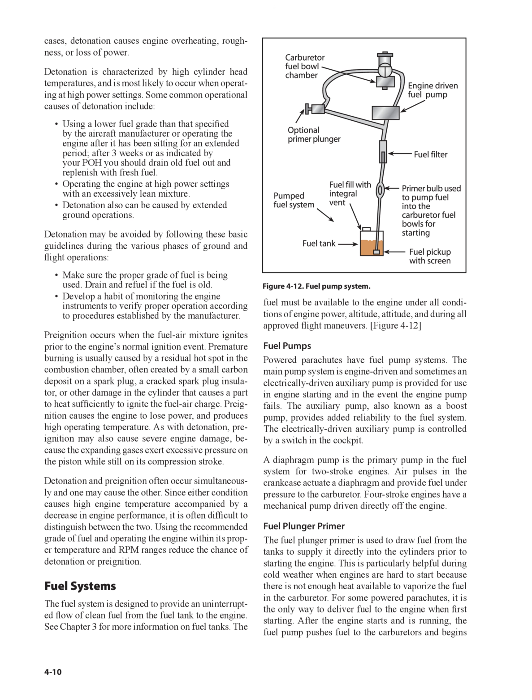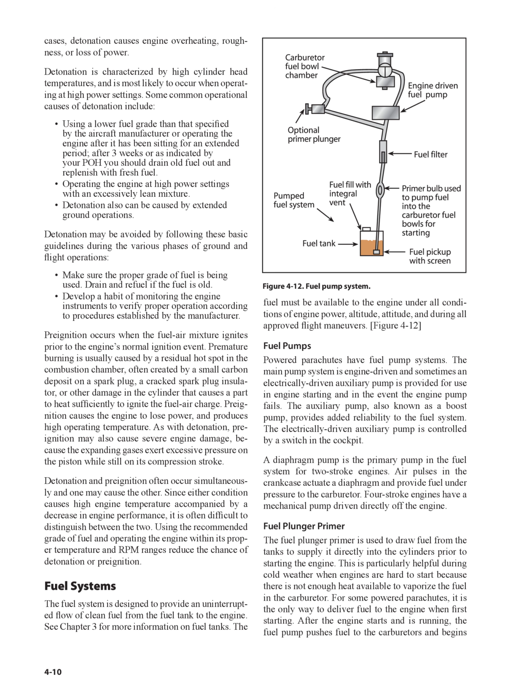Fuel systems. The fuel system is designed to provide an uninterrupted flow of clean fuel from the fuel tank to the engine. See Chapter 3 for more information on fuel tanks. The fuel must be available to the engine under all conditions of engine power, altitude, attitude, and during all approved flight maneuvers. Figure 4-12, Fuel Pumps.